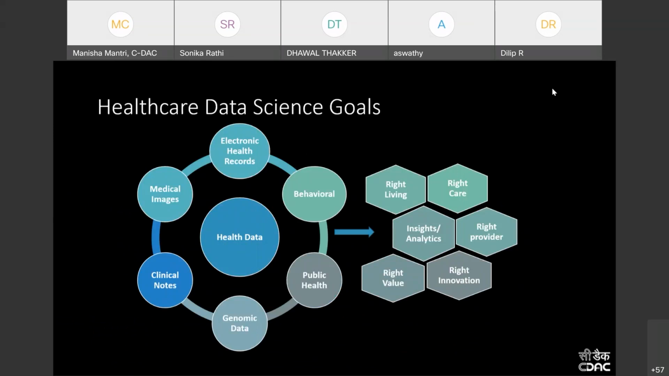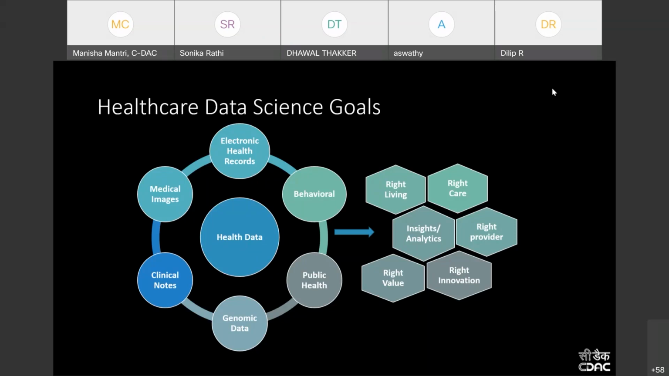Now, what could be the data science goals, healthcare data science goals particularly? We have data coming from various systems: EHRs, medical images, clinical notes, genomic data, public health data, behavioral data. We want to take all this data, process it, and try to find some insight, do some analytics on top of the data to ensure the right care is given, the right provider chosen, the right innovation done, and the right value provided to the patient by bringing the right living to patients all over.